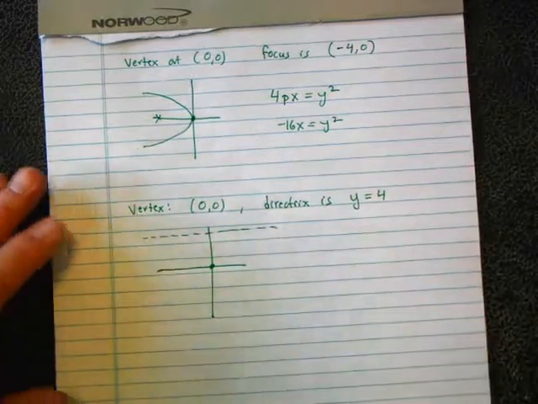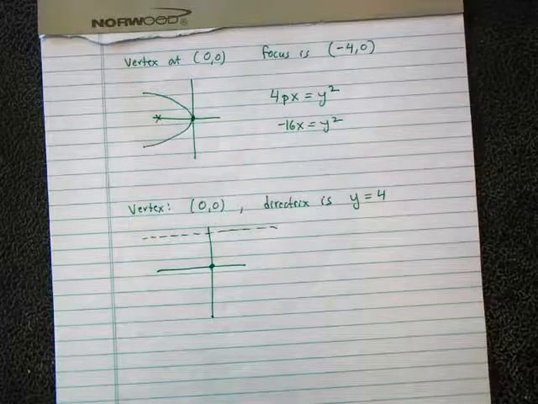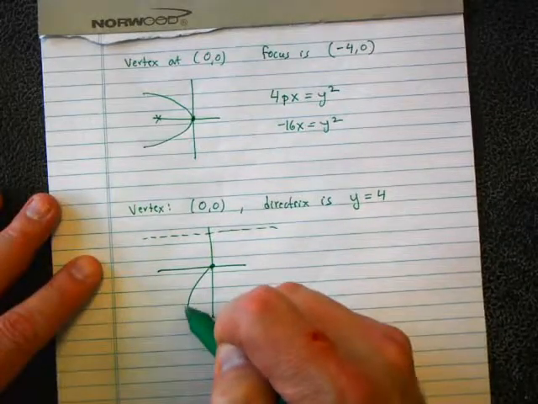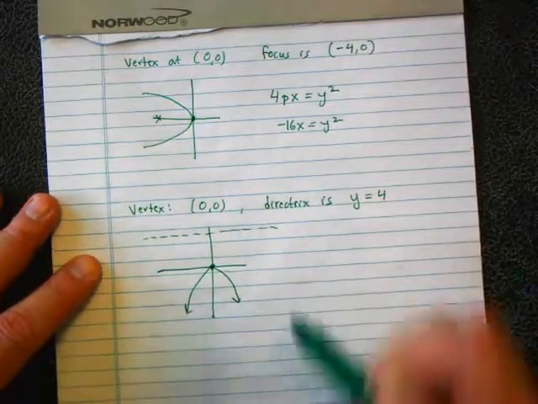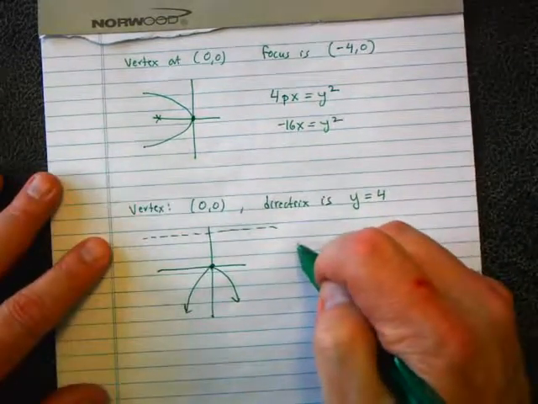Our directrix is y equals 4. Y equals 4 is a horizontal line. The parabola goes away from the directrix. So the parabola has to go down. That's when it opens down. Since it opens down, what's my equation?